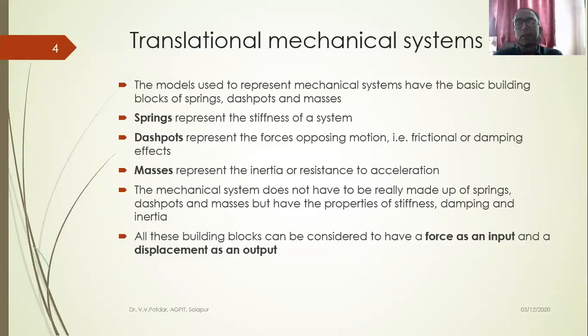All these building blocks can be considered to have force as an input and displacement as an output. In the case of these translational mechanical systems, I'll be using force as the input and displacement as the output.